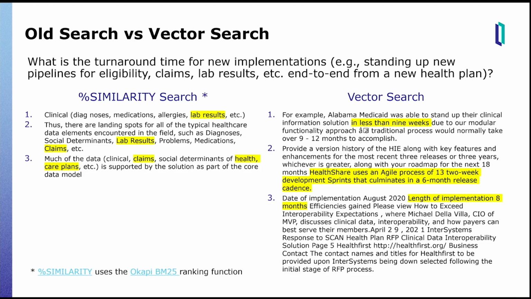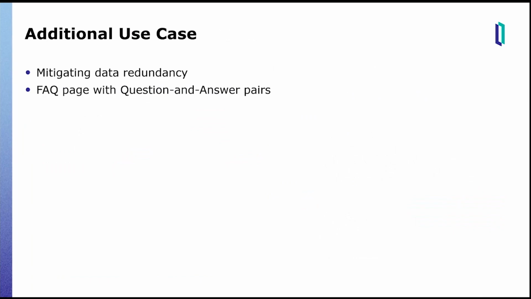These results are much more relevant and can be used to help create better bid responses. So next, I'll show how we extended the use of vector search to not just improve the relevance of search results in this tool, but also to help mitigate data redundancy in the app. And here we did this on the FAQ page that shows the question-answer pairs for common questions found in bids.